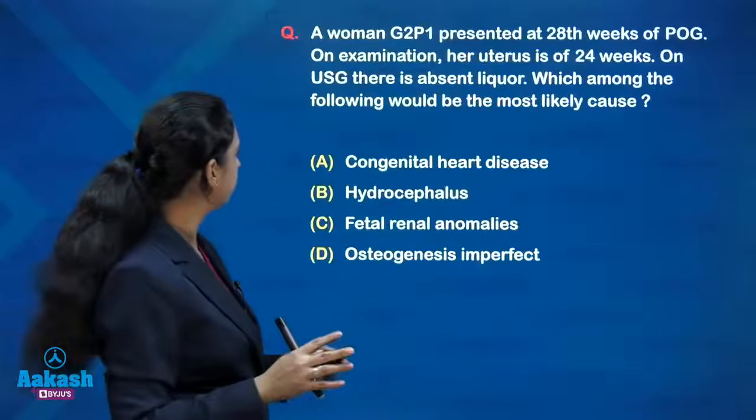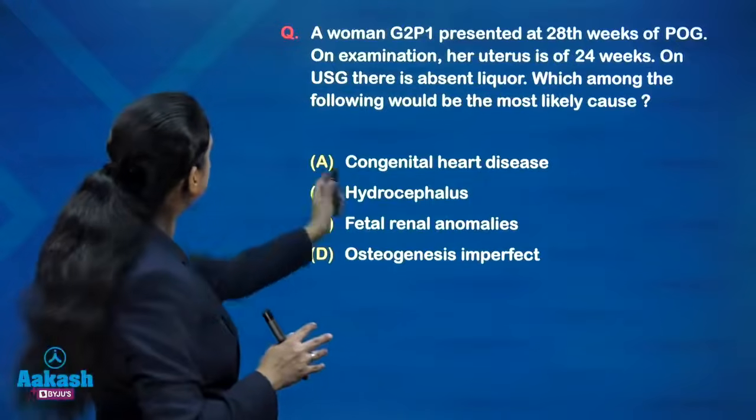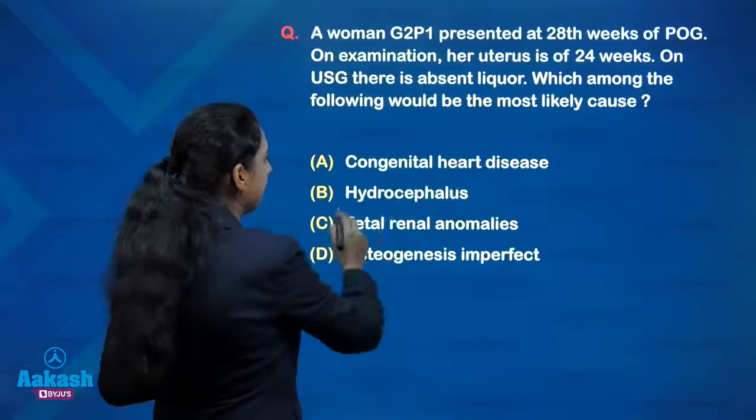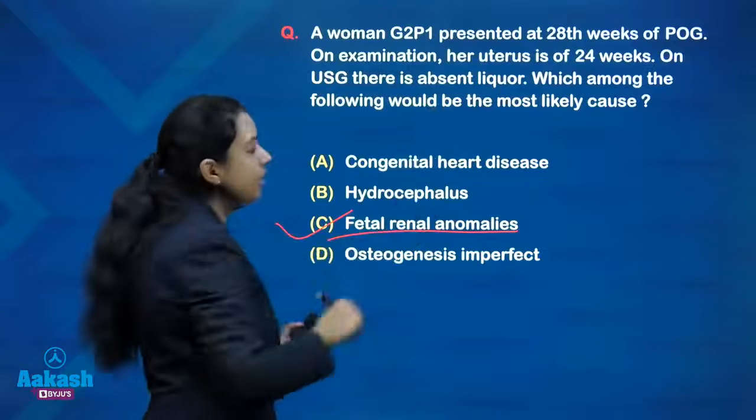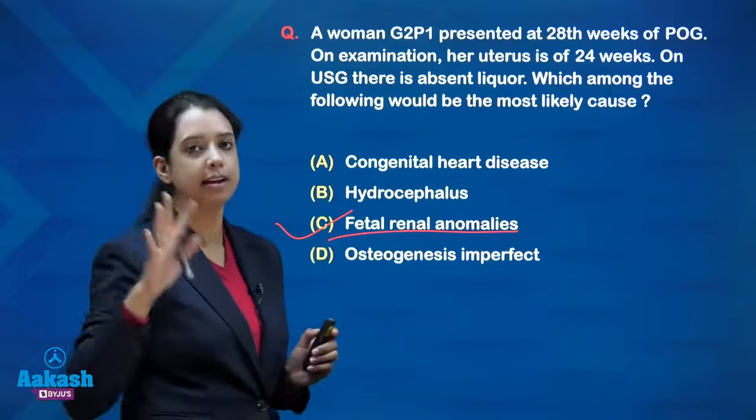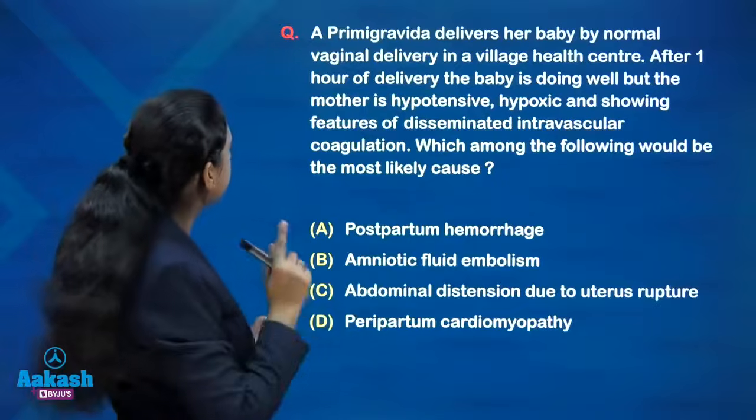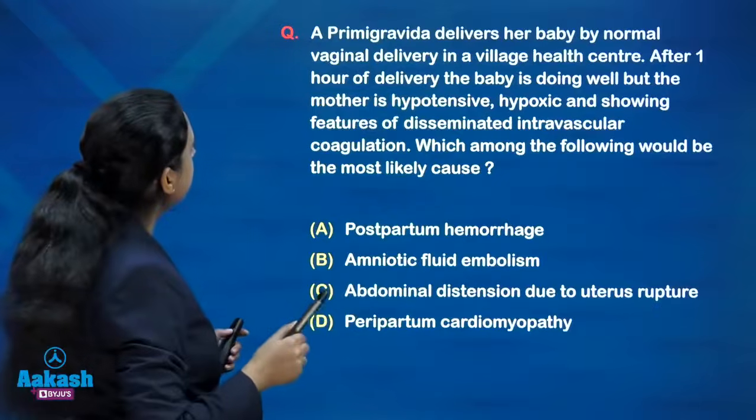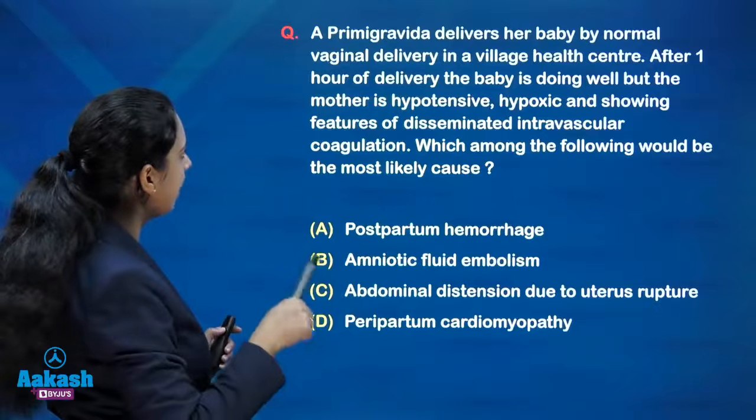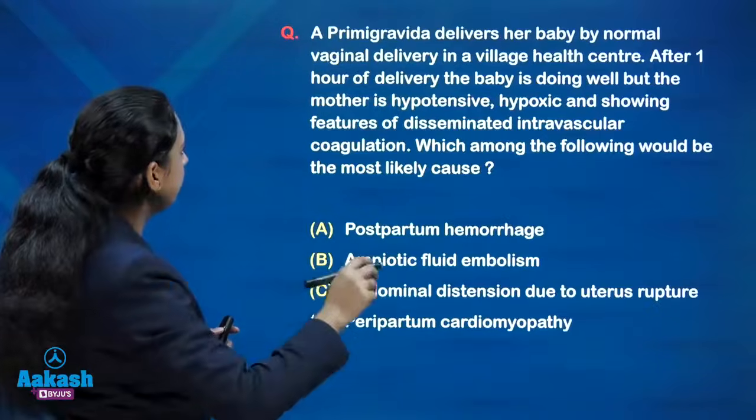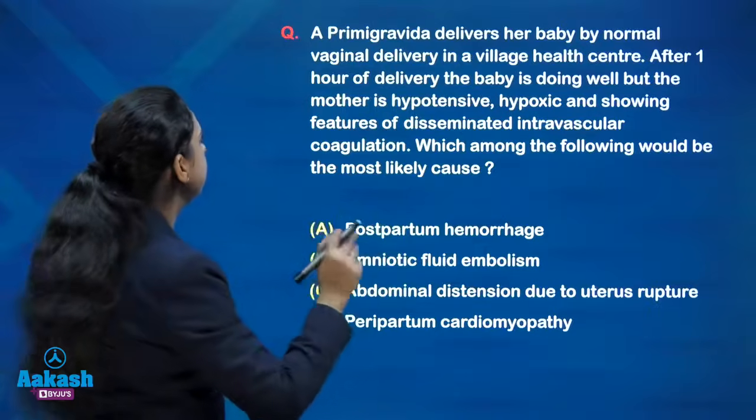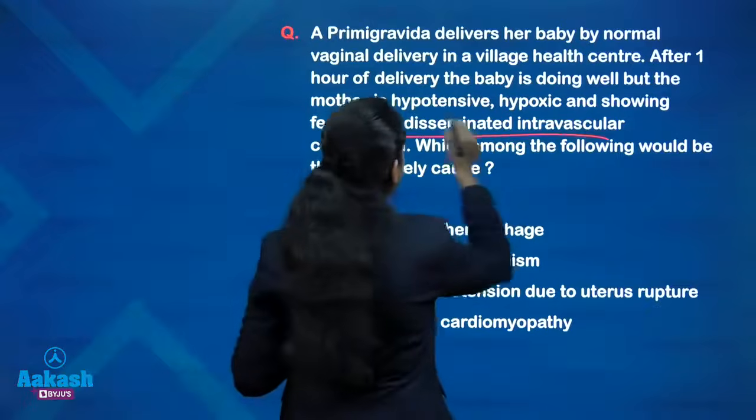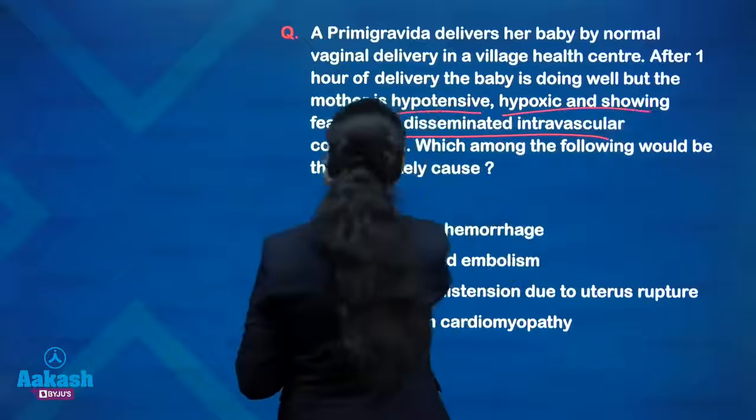Okay, so let's get back to the question. Yeah, congenital heart disease, no. Hydrocephalus, no. Fetal renal anomalies, yes, that is the cause of 24 weeks anhydramnios. Next question, primary gravida delivers her baby by vaginal delivery at village health center. After 1 hour, baby is doing well, but mother is hypotensive, hypoxic and showing features of DIC. Okay, hypotensive, hypoxic and DIC.